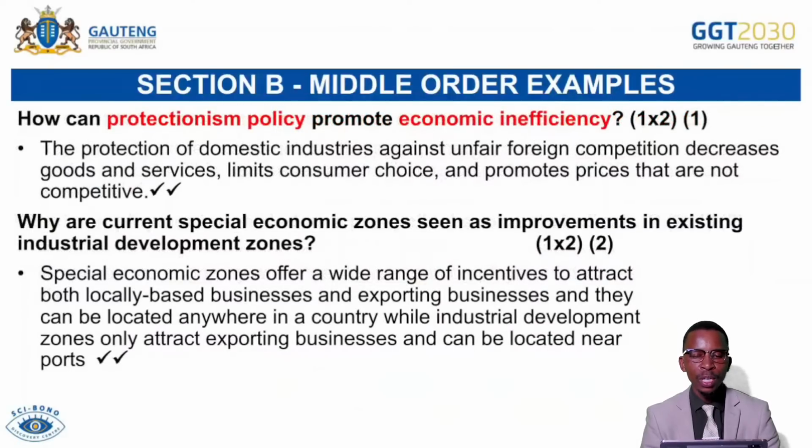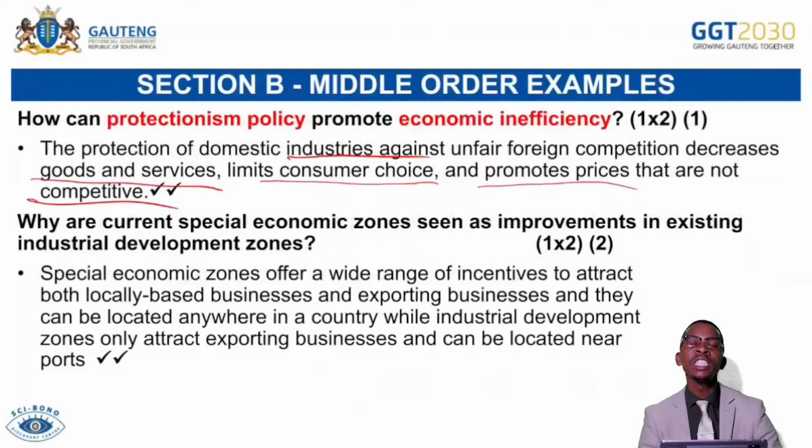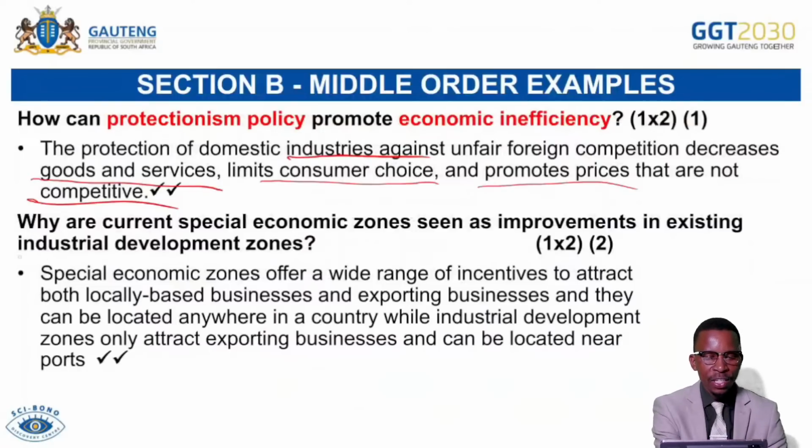How can protection policy promote economic inefficiency? The protection of domestic industries against unfair foreign competition decreases the variety of goods and services, limits consumer choice, and promotes prices that are not competitive. If there's a protectionism policy in the country, local firms will find themselves being favored by the government, and they will end up exploiting local consumers with high prices and poor quality of goods and services.